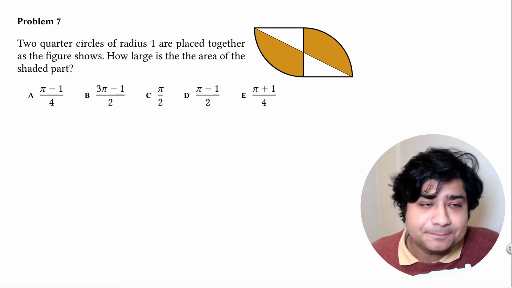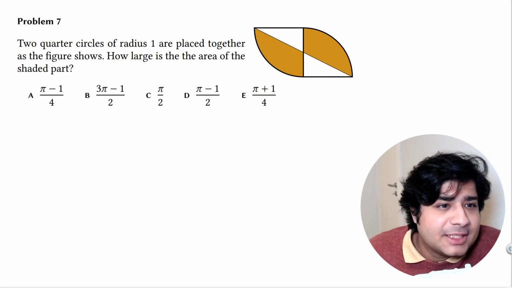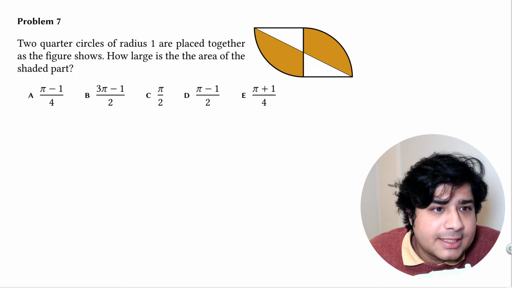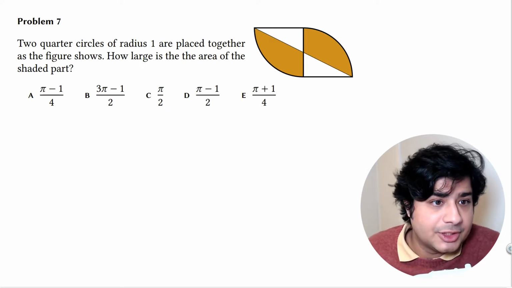Problem 7. Geometry problem. I really like geometry. 2 quarter circles of radius 1 are placed together as the figure shows. How large is the area of the shaded part?